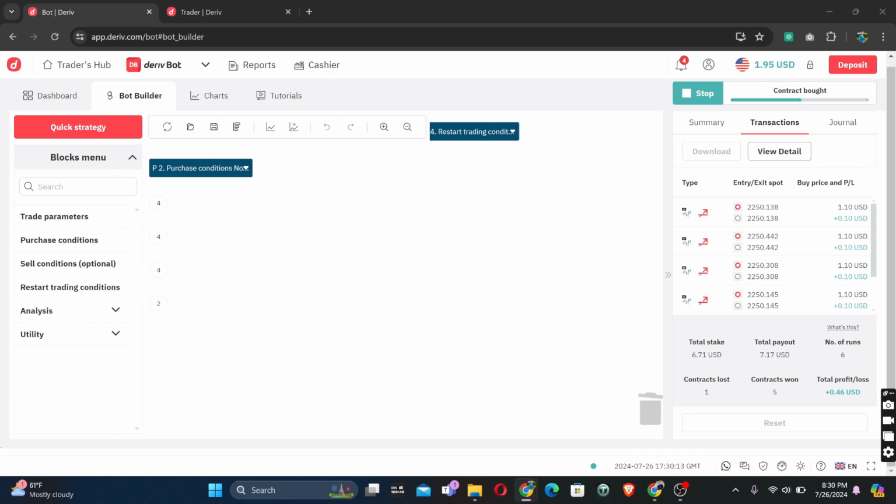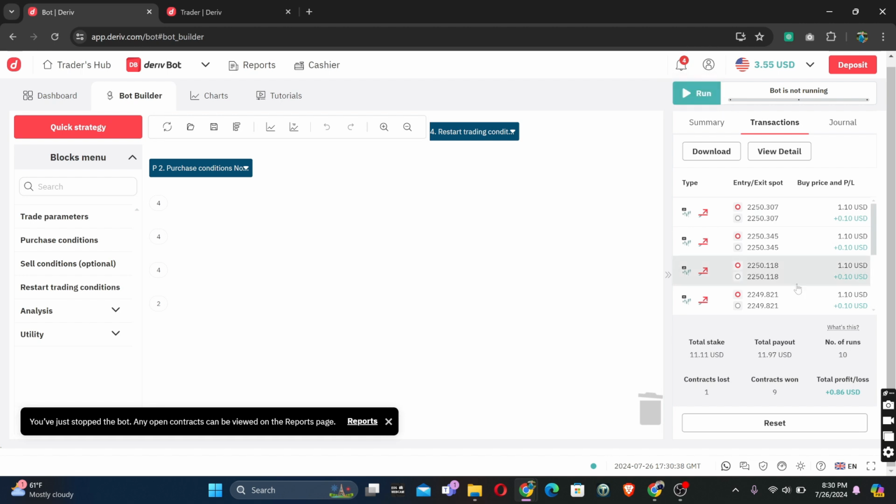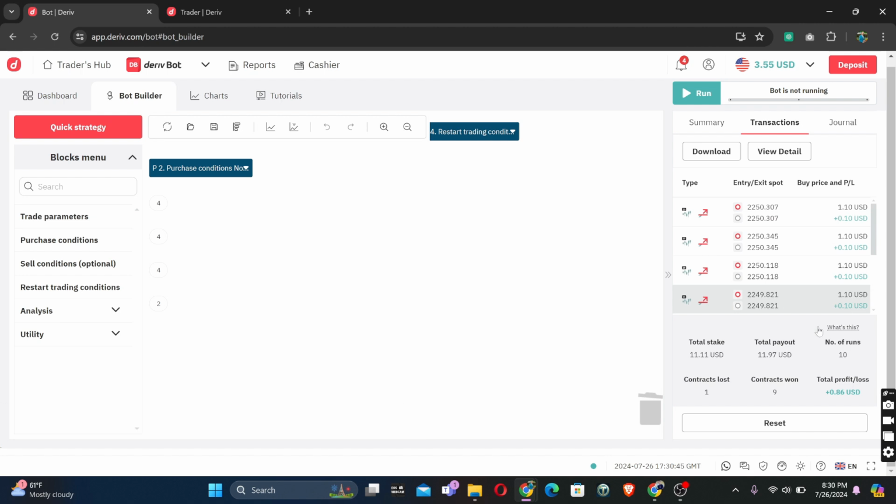So for those who may be having a small account and want to try this, I think this is the one that can actually work on your side. You can see I'm trying this on my live account. I don't know if it's going to be blown or what, but you can see I've made almost $1 with this. You can use this on a small account. You can see it has only lost one, but that is how it can just work.